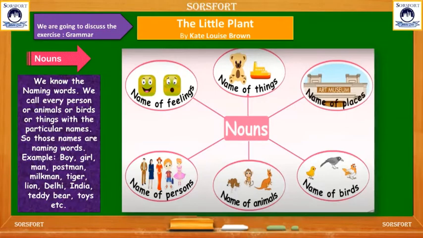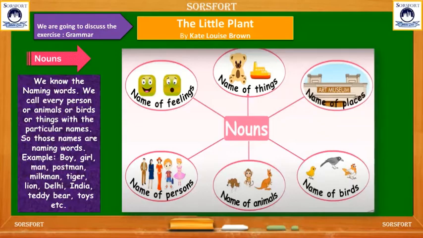Everything all around us is a noun. Like names of things: teddy, pencil, eraser, shape, toy, chair, table, fan, chalk, duster, book, pen, everything. Everything is a noun. Names of places like museum, school, garden, Kolkata, West Bengal, Delhi, Mumbai, London, Paris. All the names of places are called nouns.